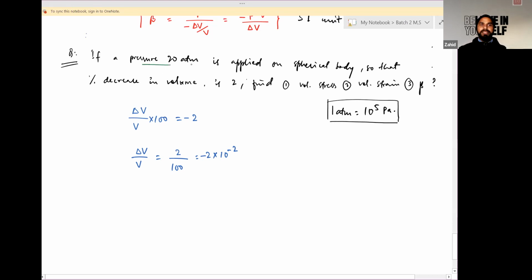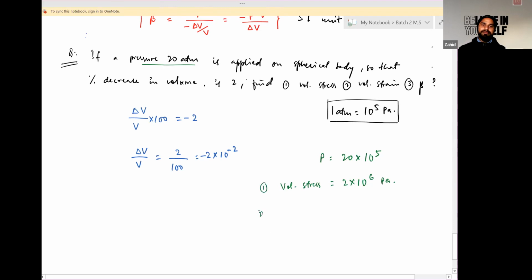First, pressure is 20 atm. So P equals 20. 1 atm equals 10 to the power 5. So just multiply it by 10 to the power 5. You may write it as 2 into 10 to the power 6 Pascal. And this pressure is also equal to volumetric stress. So volumetric stress equals 2 into 10 to the power 6 Pascal or Newton per meter square. So this will be your first answer.